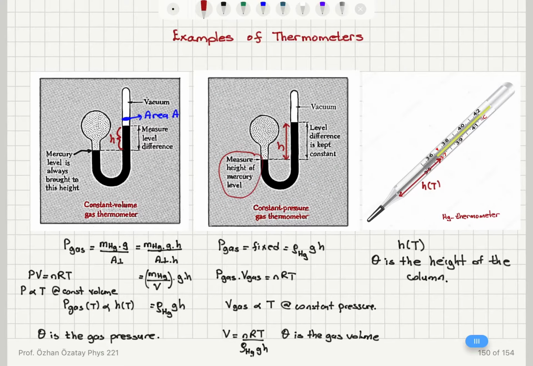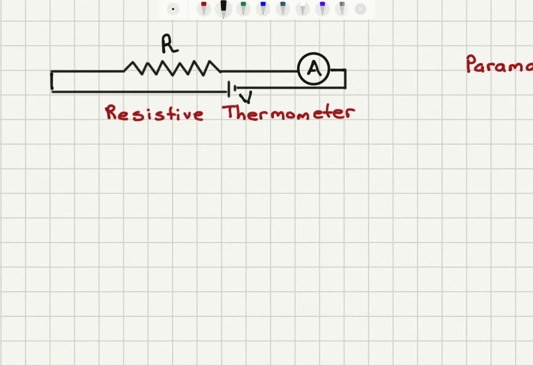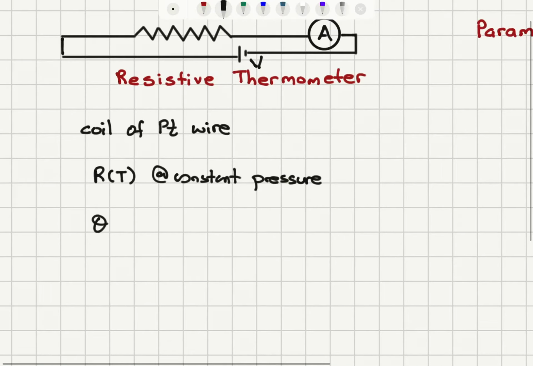We can give other examples. We have, for example, the resistive thermometer. The commonly used resistive thermometer is a coil of platinum wire. Because the resistance is a function of temperature at constant pressure, ambient pressure basically, we're going to have theta, the thermometric parameter, as the resistance.